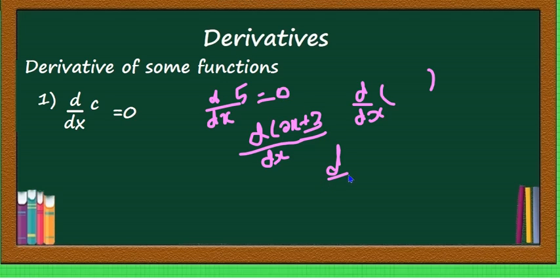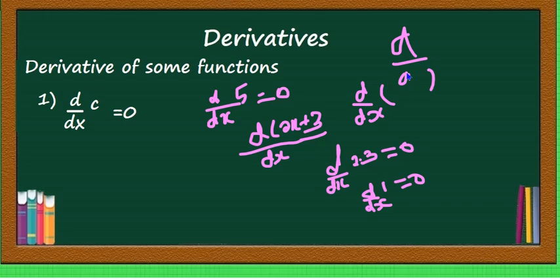What is d by dx of 2.3? d by dx of 2.3 is equal to 0. Any constant, its derivative is 0. What is d by dx of 1? d by dx of 1 is equal to 0. What is d by dx of pi? d by dx of pi is equal to 0. Here, in general, d by dx of c is equal to 0, and whenever the problem comes you can directly apply this result and solve the problem.